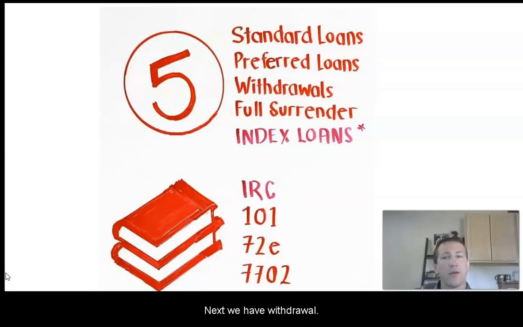Next, we have withdrawals. You're going to return your cost basis first. This is going to reduce your account value dollar for dollar. And again, you could be losing some opportunity cost on the backside.